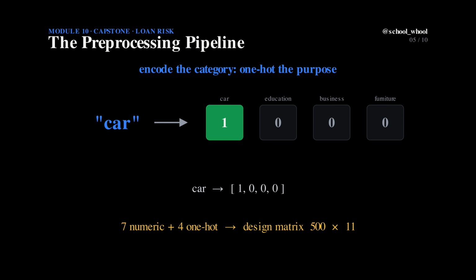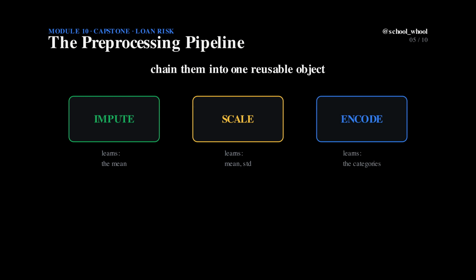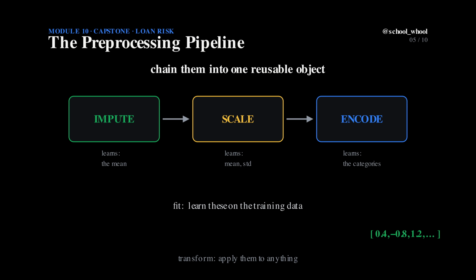Here's the key idea. We don't do these steps by hand each time. We chain them into one object: impute, then scale, then encode. It has 2 jobs. Fit, where it learns the pieces it needs from the training data, the mean to impute, the mean and standard deviation to scale, the list of categories to encode. And transform, where it applies those learned pieces to any applicant. Fit once on training. Then transform anything, the test set, or a brand new applicant tomorrow, exactly the same way.